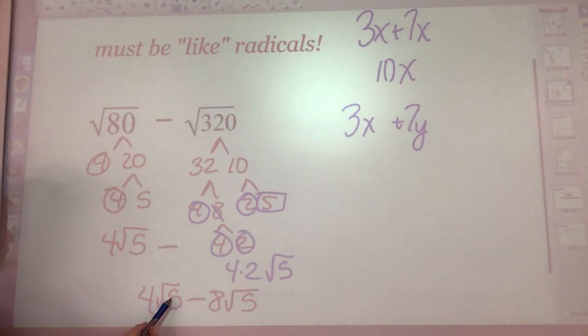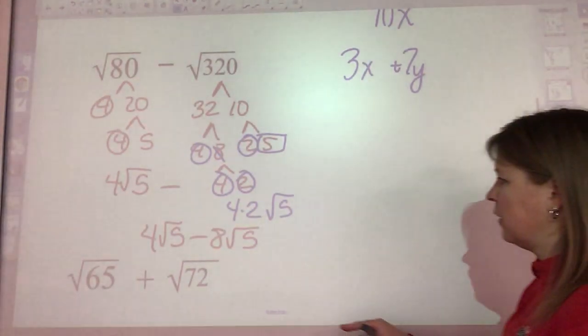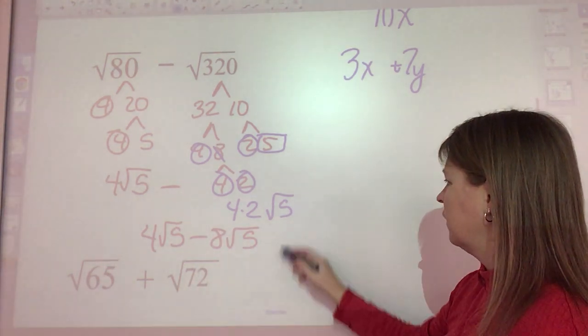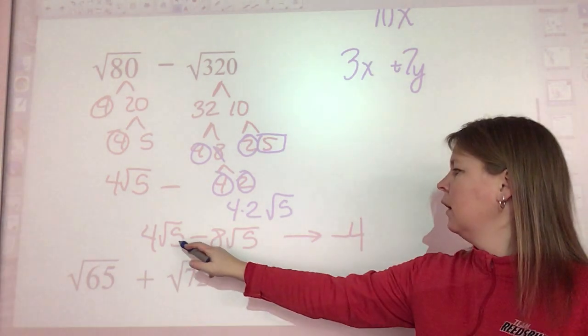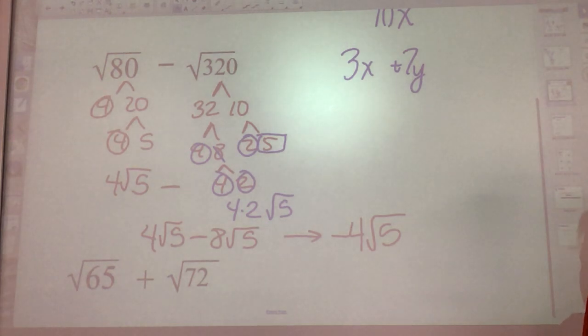Now we have like radicals. Those are alike. They both are square root of 5. What's 4 square root of 5 minus 8 square root of 5? 4 minus 8 is negative 4. And because that's a square root of 5 and that's a square root of 5, this stays as square root of 5.